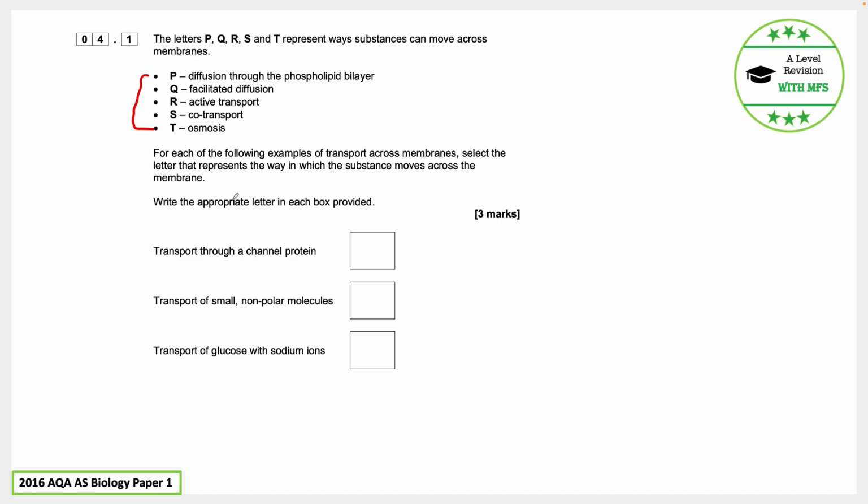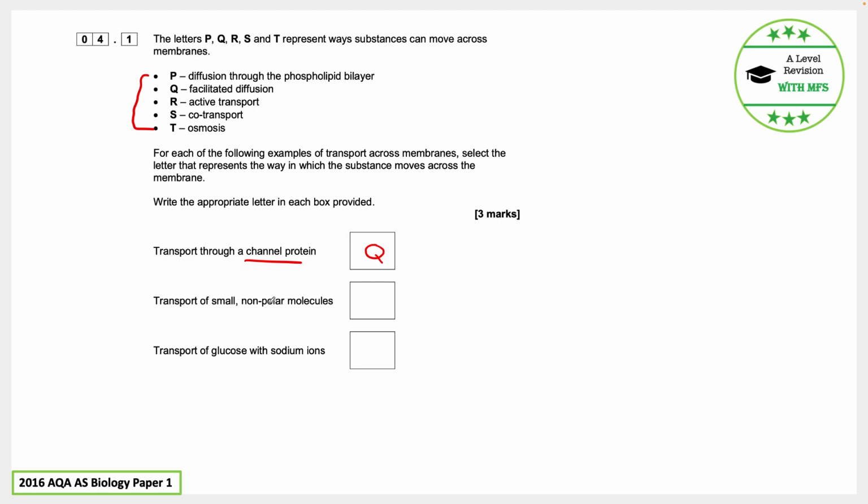Okay, so transport through a channel protein. The keyword is channel protein, and whenever we see that, it's going to be facilitated diffusion. So it's going to be Q. Remember, facilitated diffusion occurs with polar molecules that are not lipid soluble.